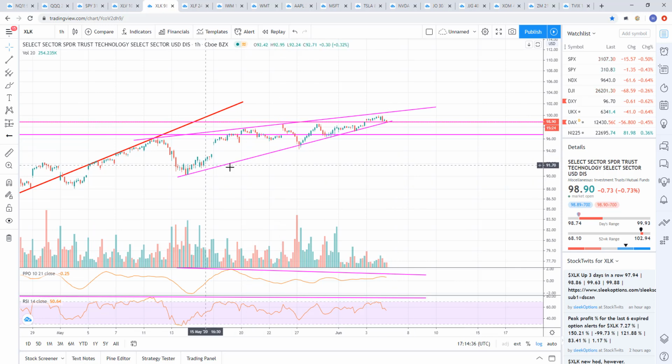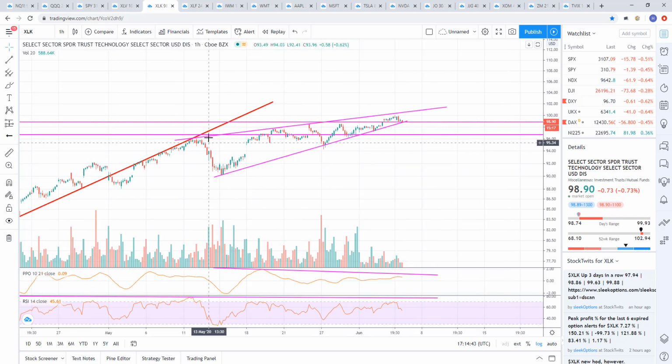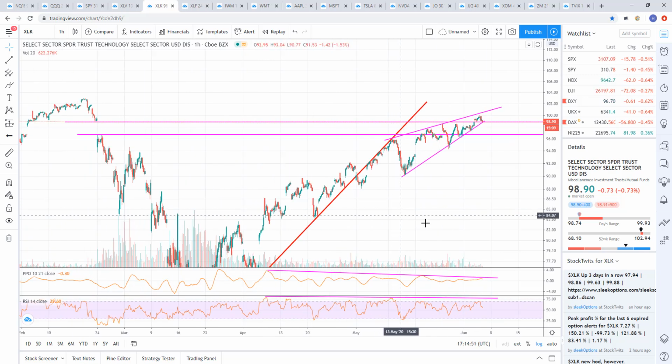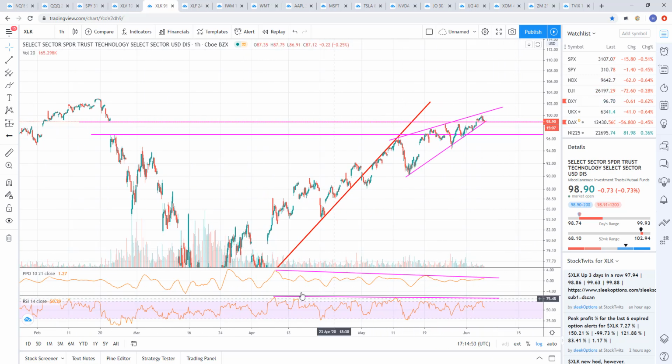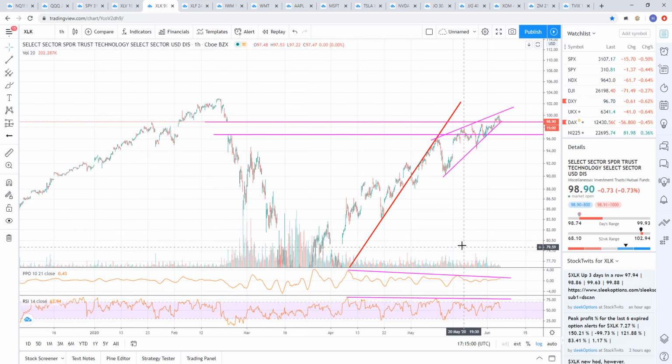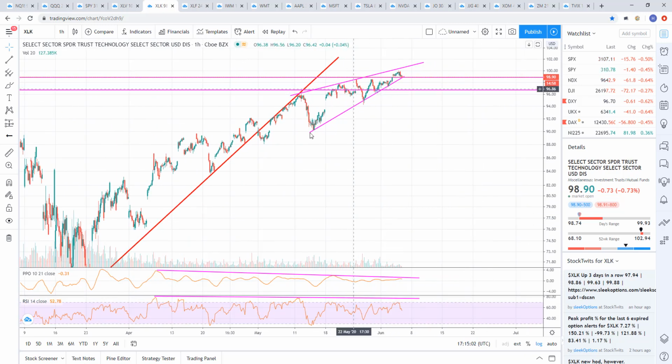XLK, which is the tech sector. This one has a cleaner bearish pattern than the triple Qs. It doesn't include Amazon, but you can see a bearish rising wedge right here. We've got reaction, reaction, reaction, lots of reactions around the bottom and several reactions along the top, three. There's your bearish rising wedge pattern. We also have negative divergence in the PPO and RSI. So these are bearish. This is a bearish posture.